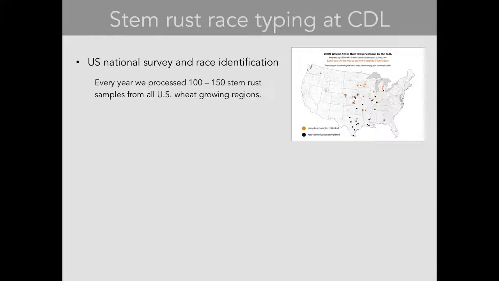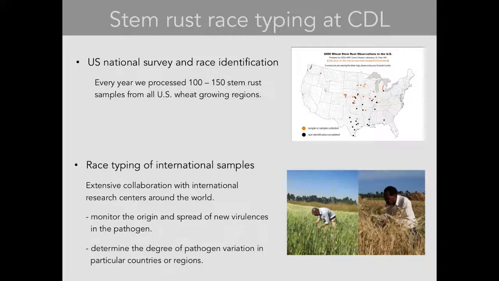So one of the main responsibilities we have at the Cereal Disease Lab is to conduct the National Stem Rust Survey. So every year between 100 and 150 stem rust samples coming from all the wheat growing regions in the United States are received and race typed at the Cereal Disease Lab. But in addition to this national effort, we also have an extensive collaboration with international research centers, focused on race typing of international samples with the objective of, first, monitoring the origin and spread of new virulence in the pathogen, and second, to determine the degree of pathogen variation in particular countries or regions.